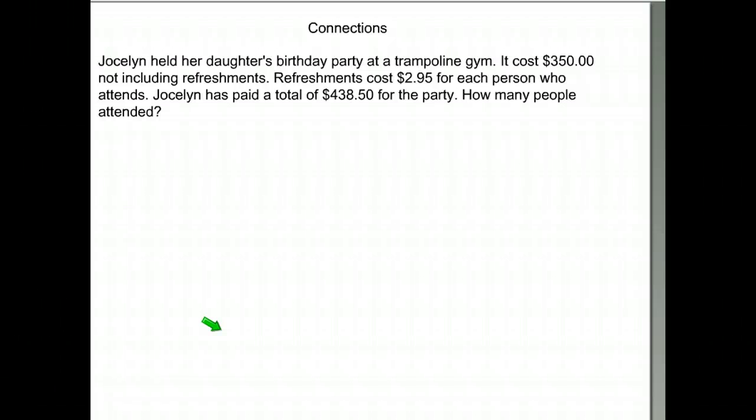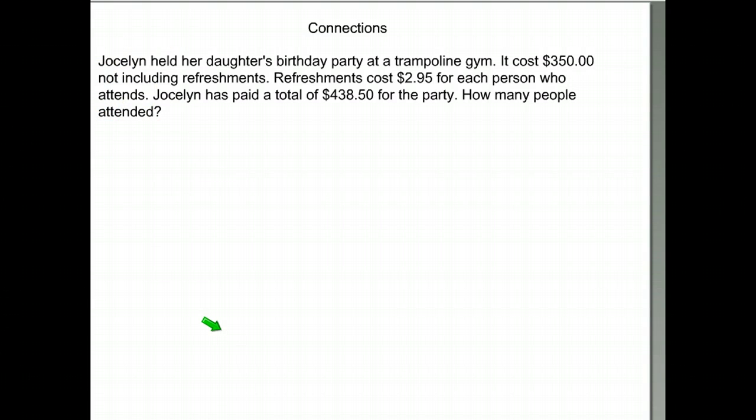Okay, so it says Jocelyn held her daughter's birthday party at a trampoline gym. It cost $350, not including the refreshments. The refreshments cost $2.95 a person. And Jocelyn paid a total of $438.50 for the party. How many people came to the party?